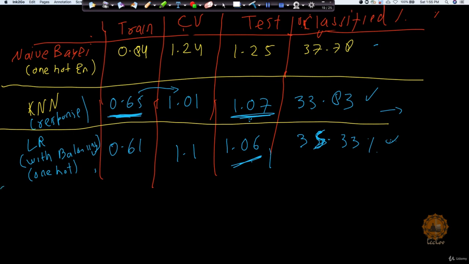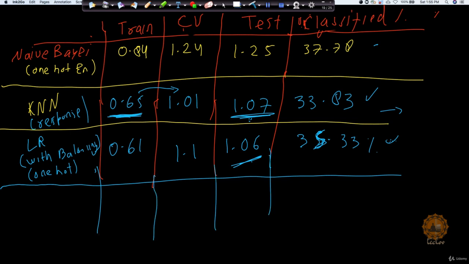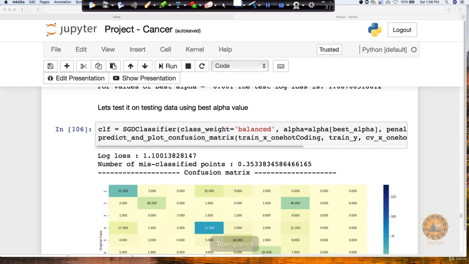So they are almost matching up, but let's go ahead and see a few more things before we conclude anything. I don't want to conclude here that my LR is working better than KNN. But if my metric is going to be log loss, then definitely my LR is doing better, because that's what we want to hold in this case. So let's go back and look at a few more things.